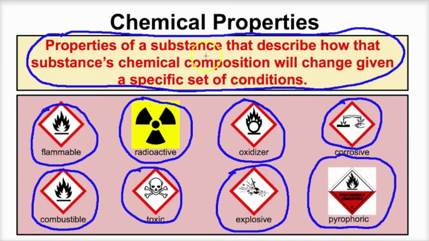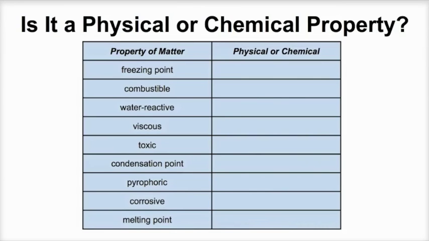So chemical properties are properties of a substance that describe how that substance's chemical composition will change given a specific set of conditions. So let's take a look at a few examples and see if you can determine whether they are physical or chemical properties of matter. Alright, let's take a look at this little list here and determine if they are physical or chemical properties. And I advise that you go ahead and pause this video at this point and work through these yourself. See if you can figure out if these are physical or chemical properties.